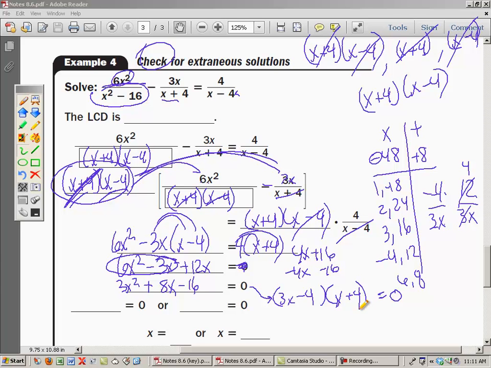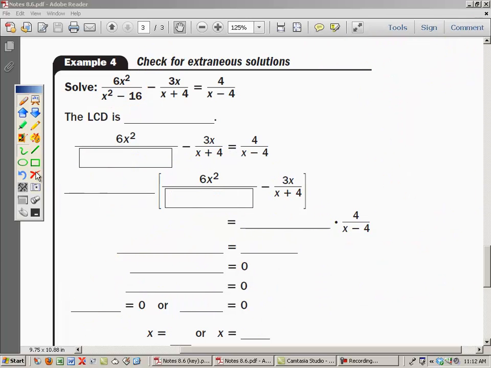All right? So either 3x minus 4 is equal to 0 or x plus 4 is equal to 0. And so my solutions then, if I add 4 to both sides here and divide by 3, I get 4/3. And my other solution is negative 4. All right? So that's the math behind it. Now let's take a look at checking those solutions.